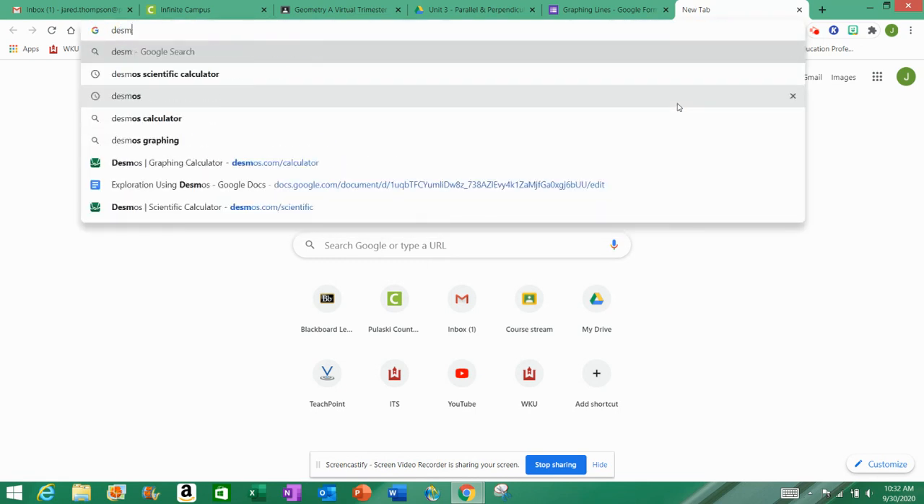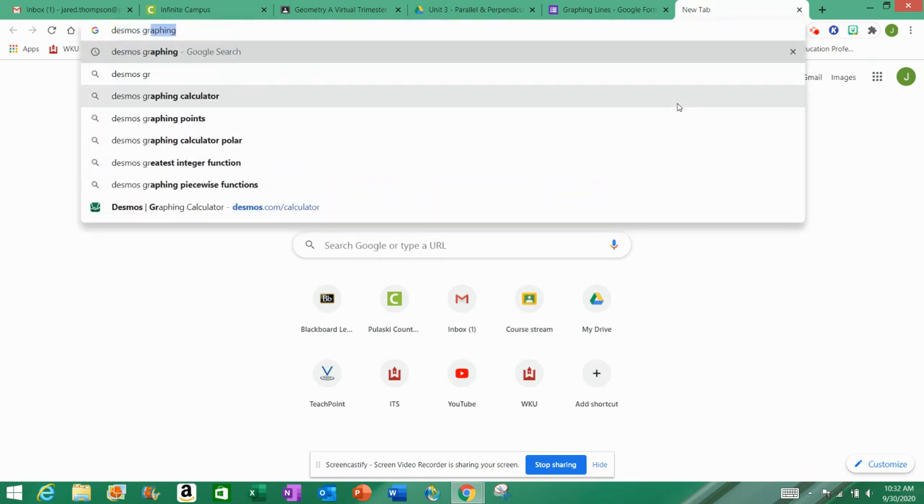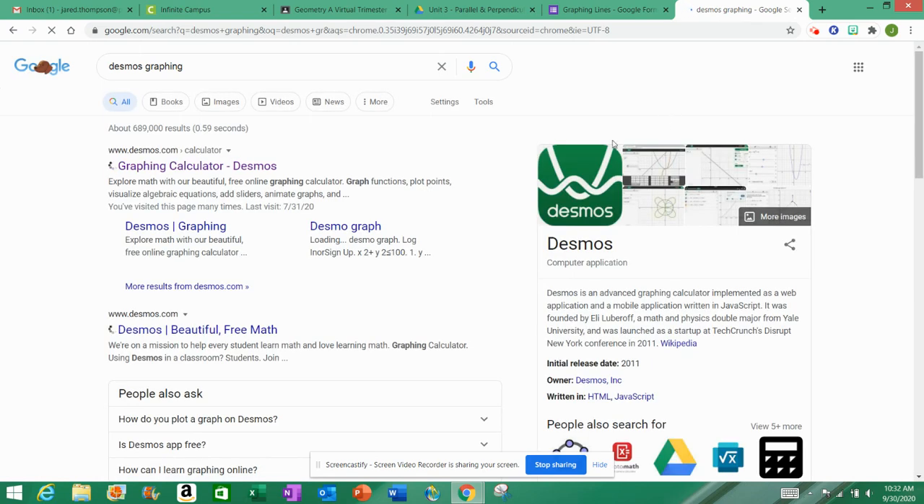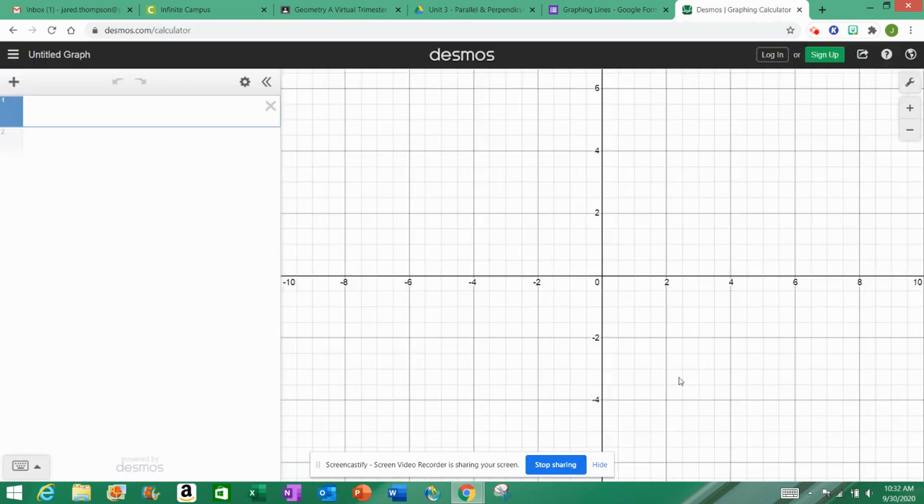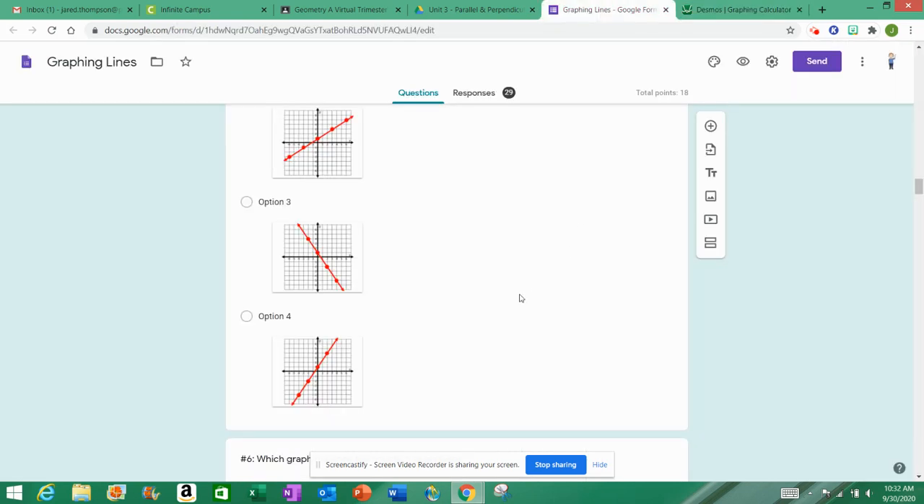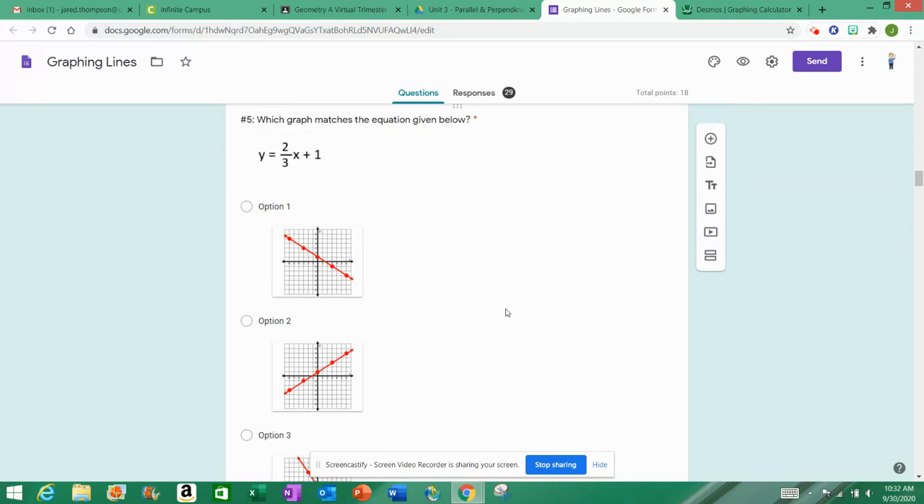You just type in Desmos graphing in the graphing calculator. Now here's where we actually would use, like if we were in class, we would use a graphing calculator. And that would come in handy on something like this. So you're basically being asked to graph this line, y equals 2/3 x plus 1.